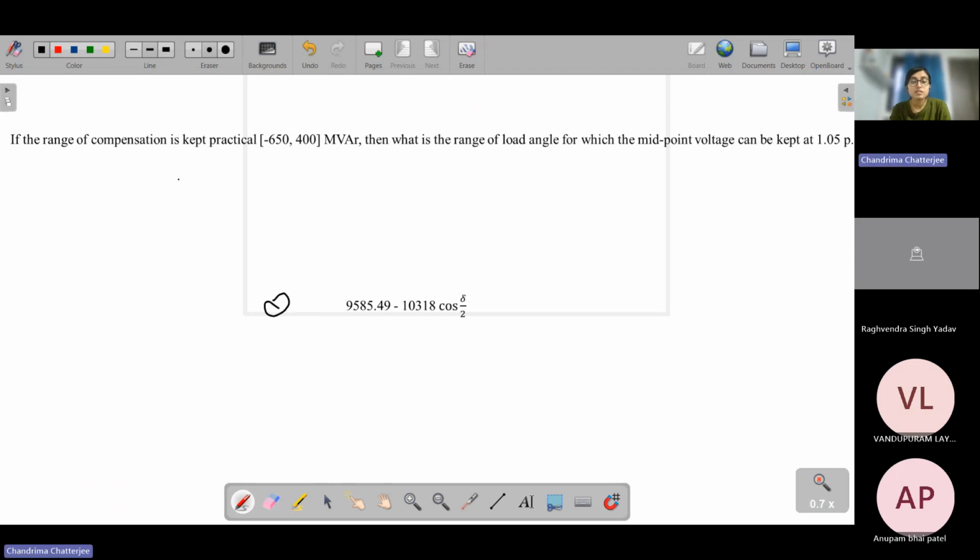This is the QC expression that we found out, and you need to just equate this. For the first case, it would be minus 650, and you will have to solve for delta. And for the second case, it would be 400, and again you will have to solve for delta. Okay, so you just solve this and find out the answer.